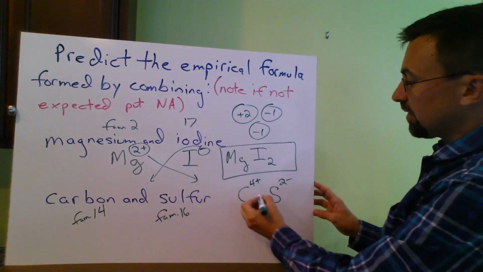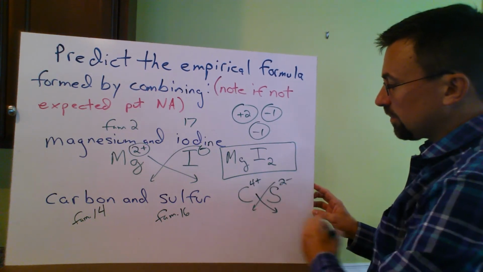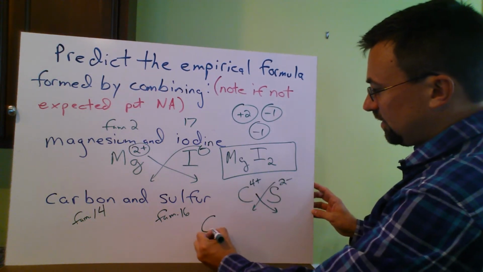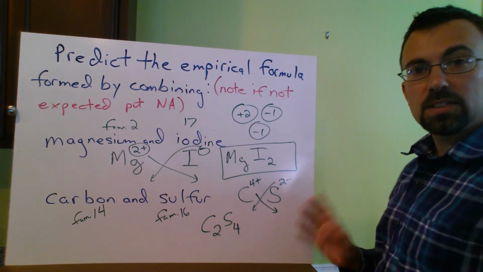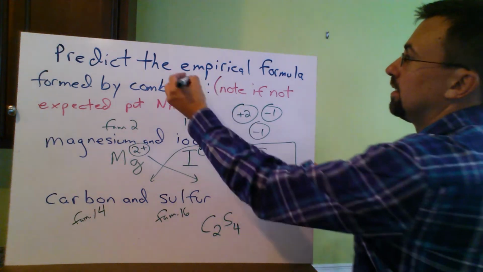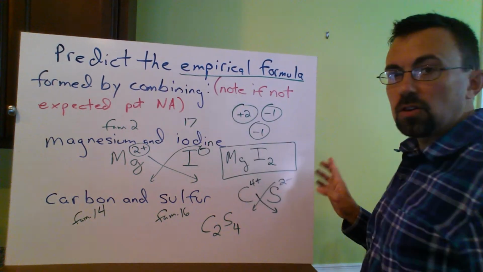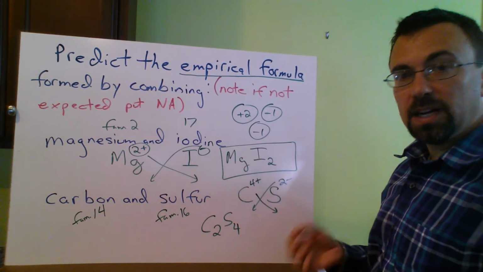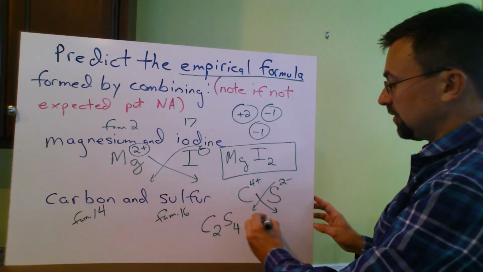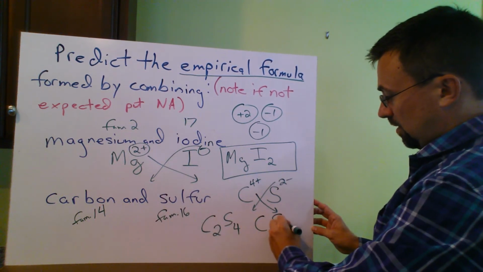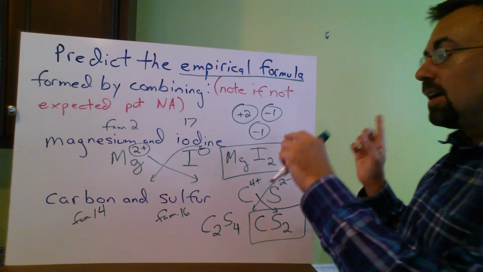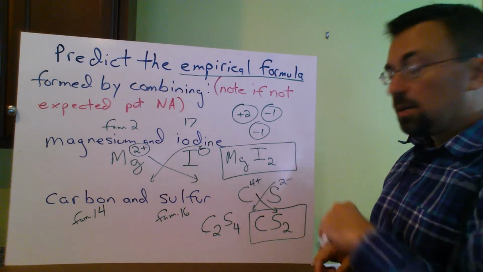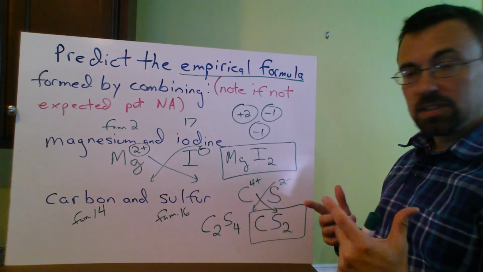And we can do the crossing down thing if you'd like. And if we do that, we get C2S4, which although is a correct ratio, it is not an empirical formula. It's not the lowest ratio possible. The lowest ratio would be CS2. And that would be our correct answer. So when you do the crossing down, I know you'll get where it's kind of automatic, but just make sure that you do check to see if you need to simplify.